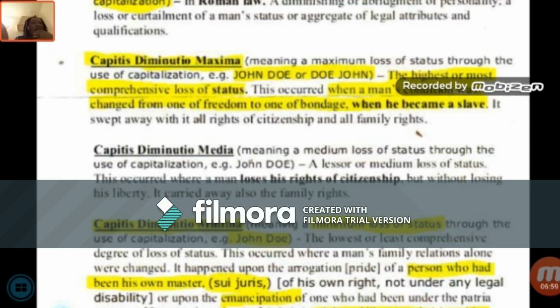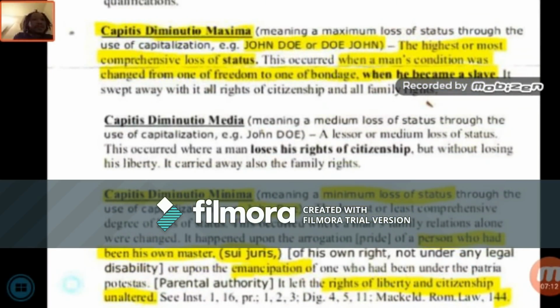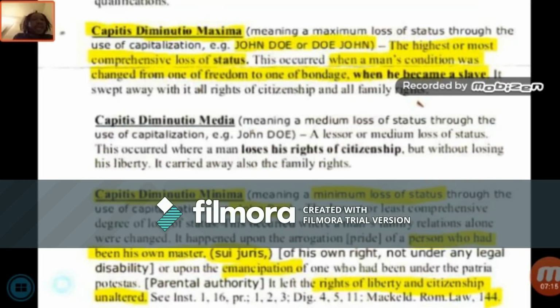Now, these are three different statuses in Roman law, but it's still used today in law that we use now. This first one, Capitis deminutio maxima, meaning the maximum loss of status through capitalization. Example, John Doe or Doe John, excuse me. And they're both spelled in all capital letters. This is usually how your name is on the birth certificate.